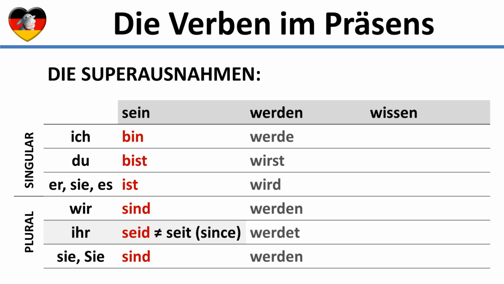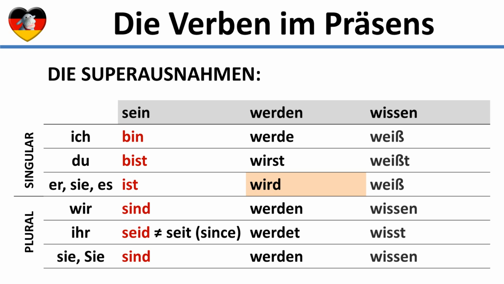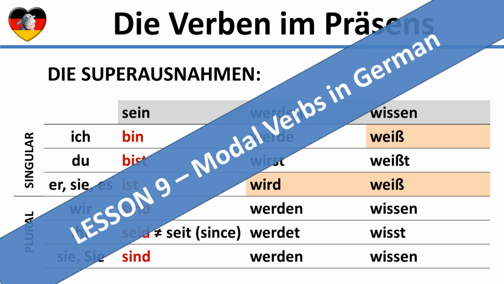The next verb, werden, ends in d in the third person singular, which is, however, pronounced like t. The strangest of all verbs is wissen, which does not have a final e in the first person singular and no final t in the third person singular. So in the present tense, it is conjugated like a modal verb. In the next lesson, you will learn how modal verbs are conjugated.